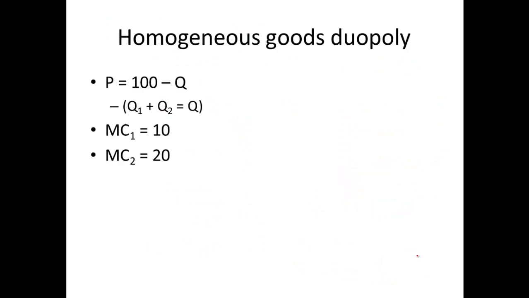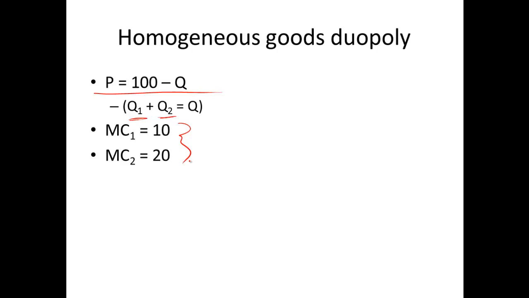All right, moving right along, let's talk about homogeneous goods duopoly. So this is that model in which two firms produce an identical product. Once again, we'll use the demand curve P equals 100 minus Q, but let's just keep in mind that Q is the sum of Q1, the output produced by firm 1, and Q2, the output produced by firm 2. Now this problem is going to be a little bit interesting in the sense that the marginal costs are not equal at the two firms. Firm 1 has marginal cost of 10, firm 2 has marginal cost of 20.